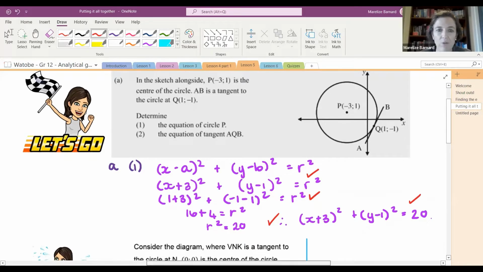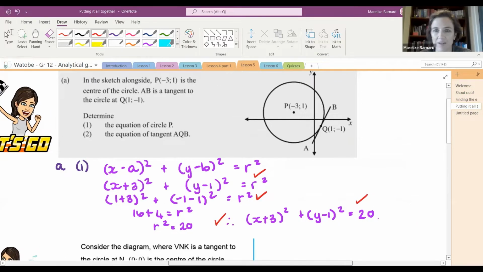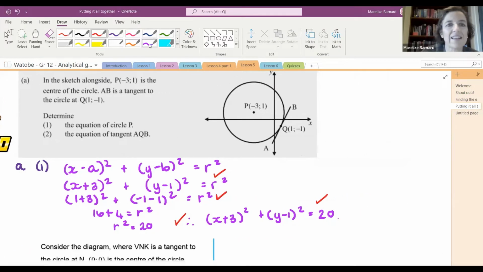Okay, now for question B, or for question 2, we have to find the equation of the tangent. Okay, some answers are coming in for that one as well. Well done, everybody. Let's see.